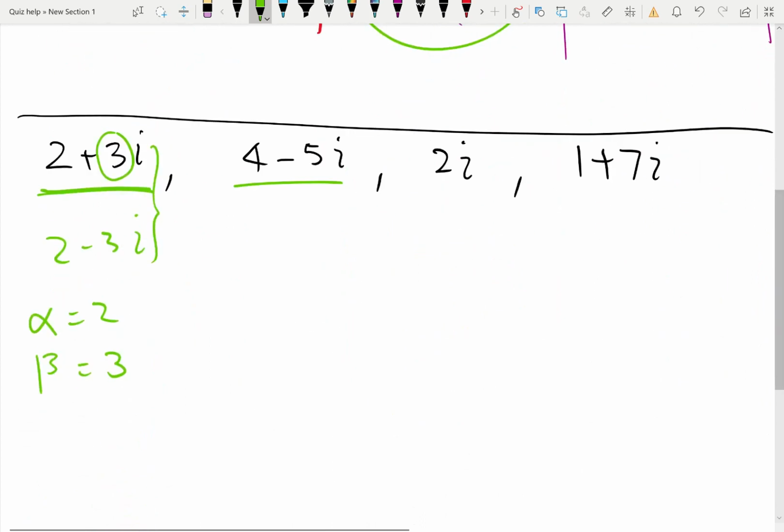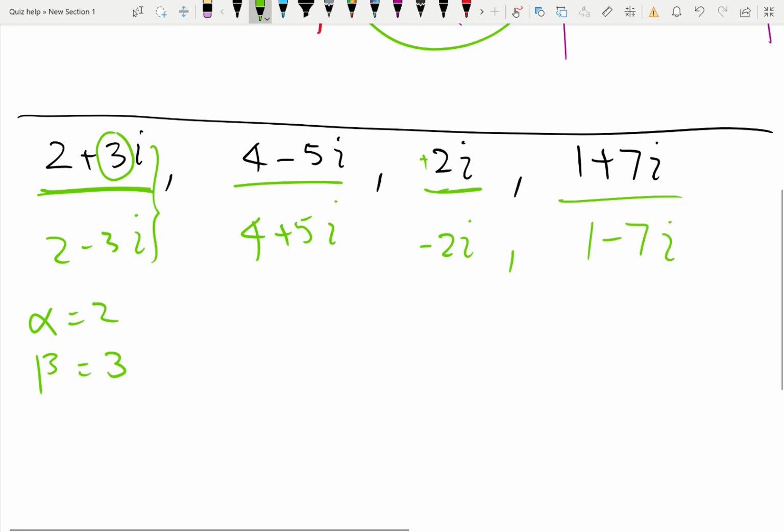Okay, so here the complex conjugate is 4 plus 5i, right? The opposite sign. Here the complex conjugate is, now here you have plus, okay? So it's -2i. Okay, here the complex conjugate for 1 plus 7i is 1 minus 7i. Okay, so two very easy concepts. Okay, but why do we need them? Well, you can learn them in the future videos. Okay, all right, thanks.